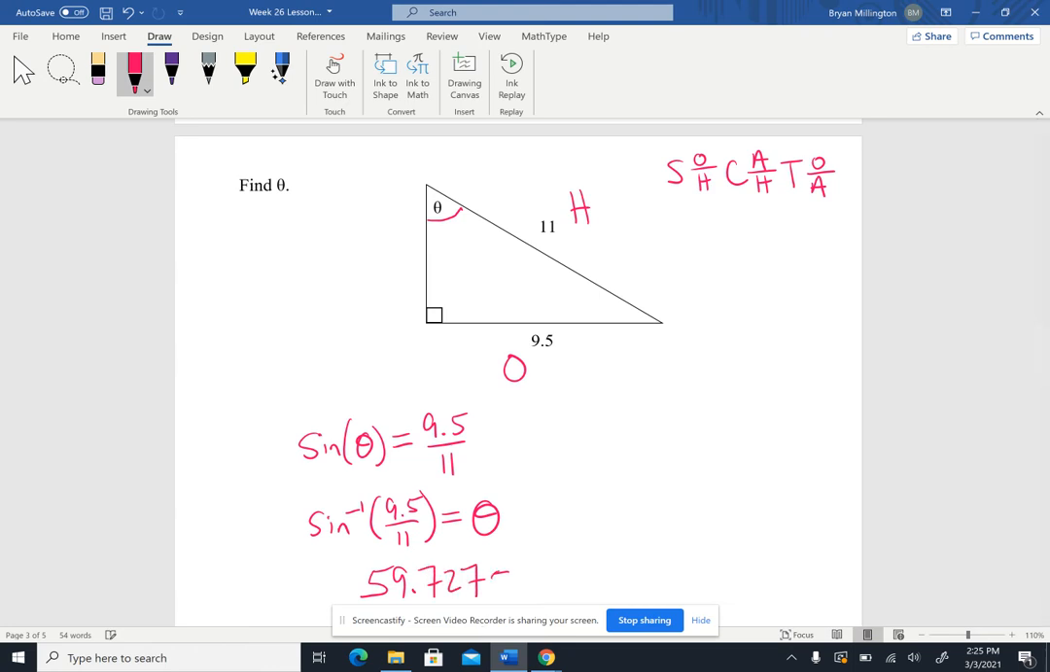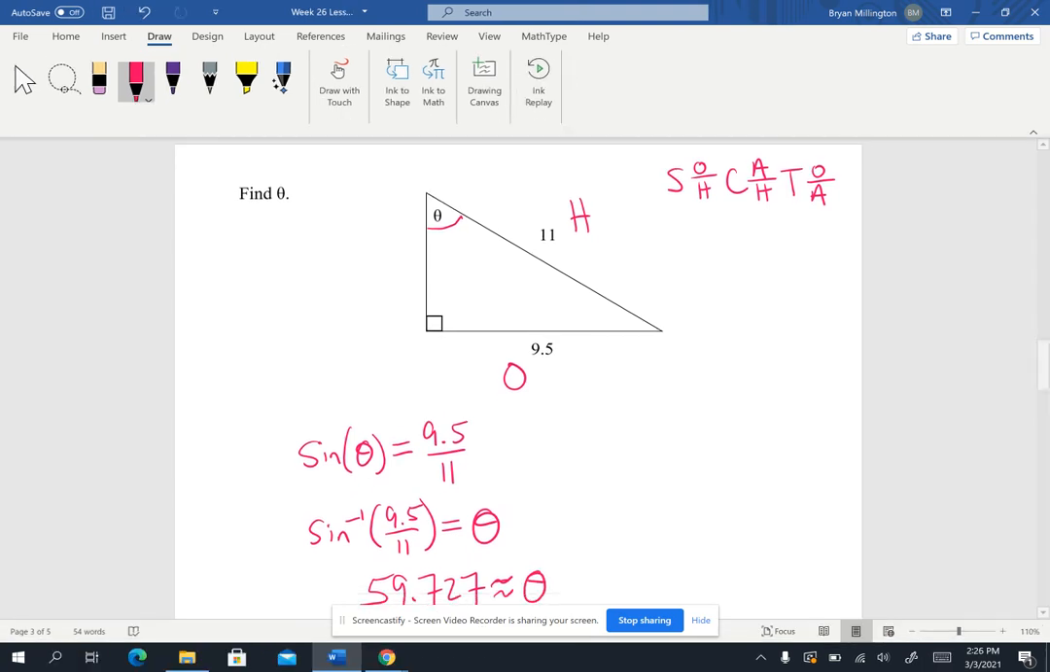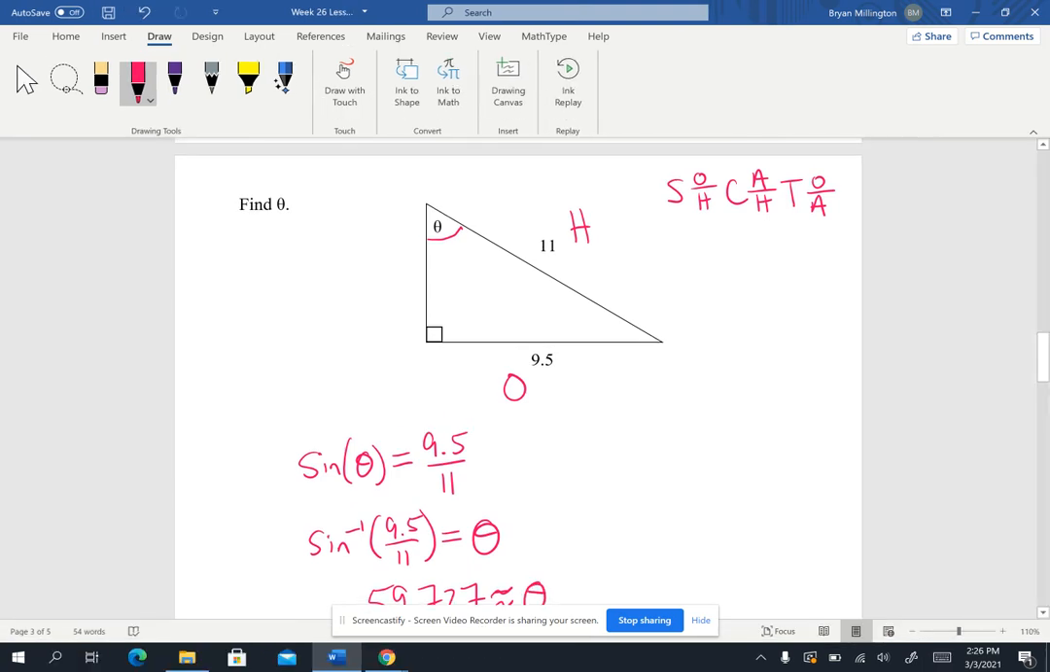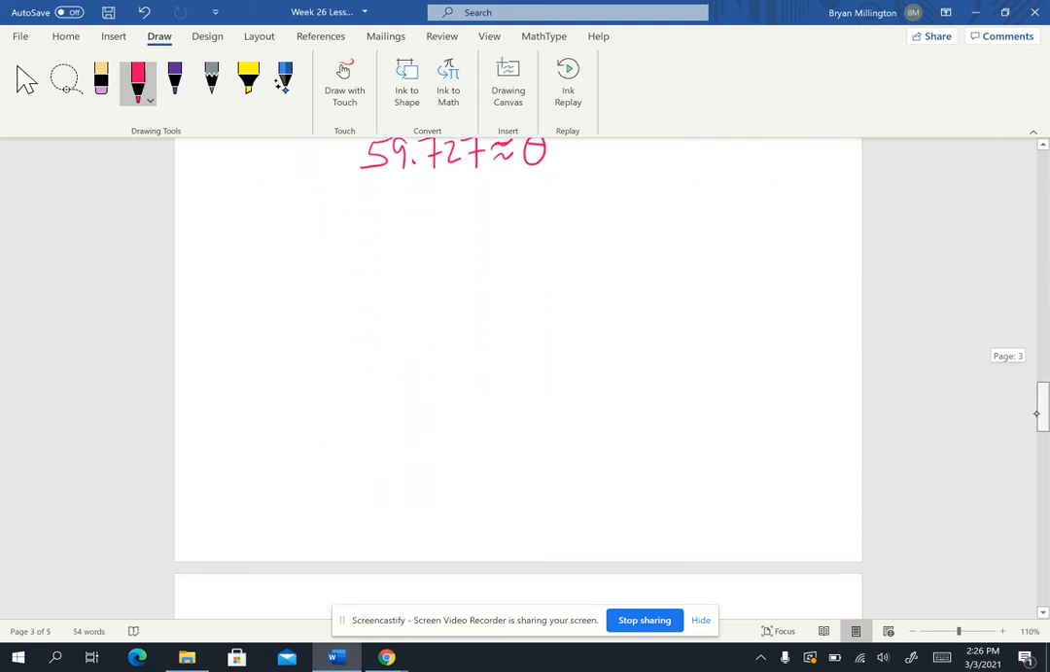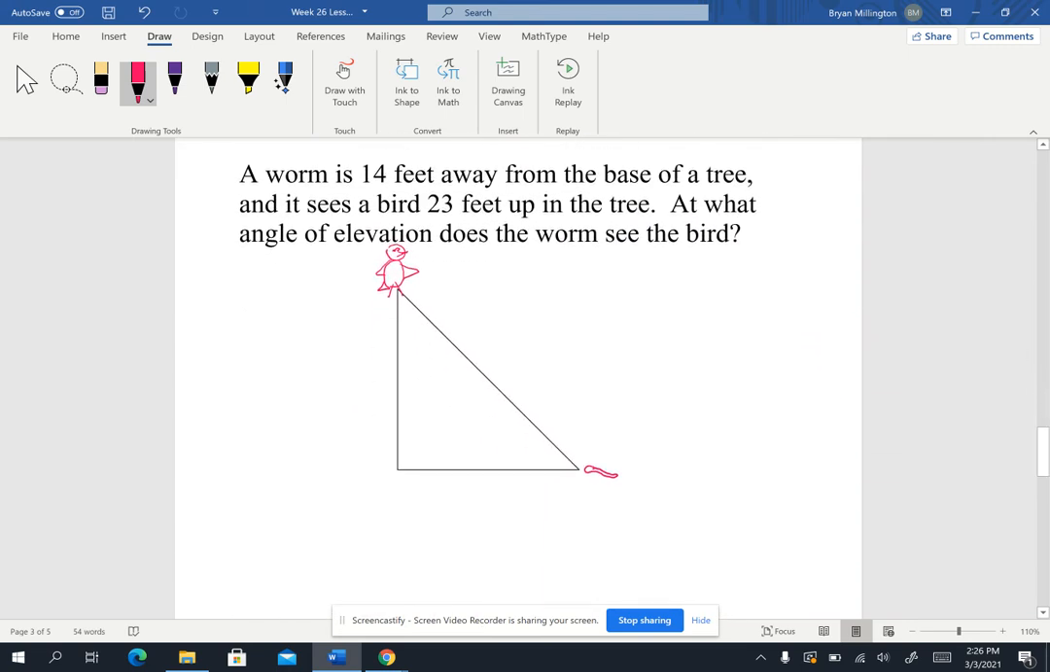59.727 is approximately equal to theta. I'm going to use that little squiggle because it's not an exact answer. It's a little rounding. All right. Oh, look at this.